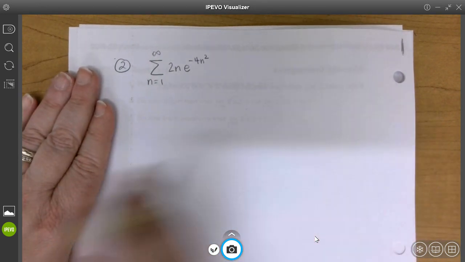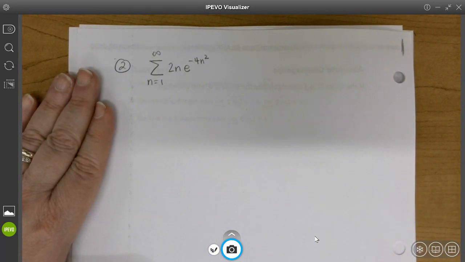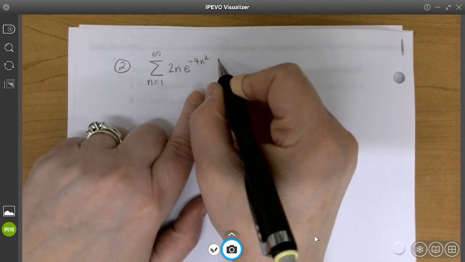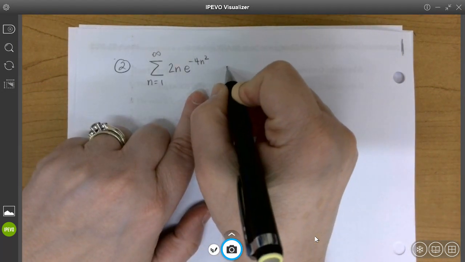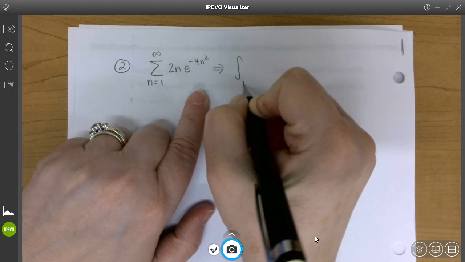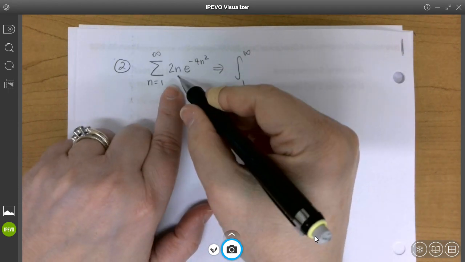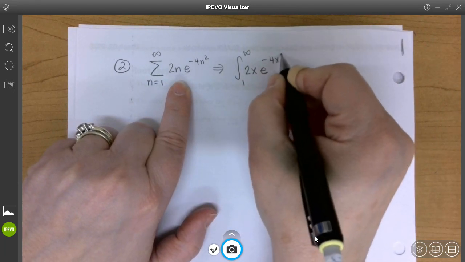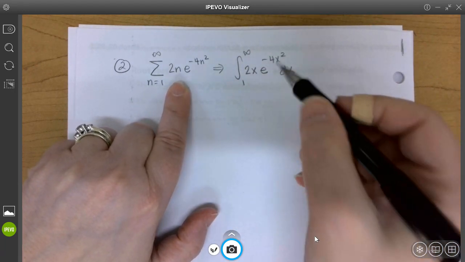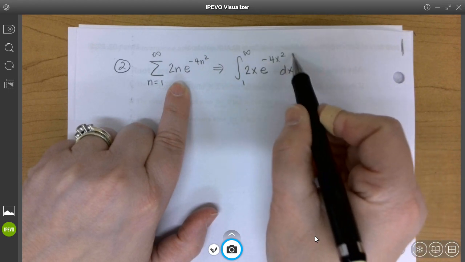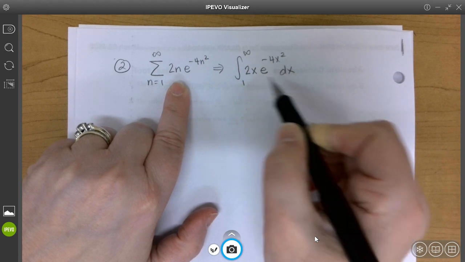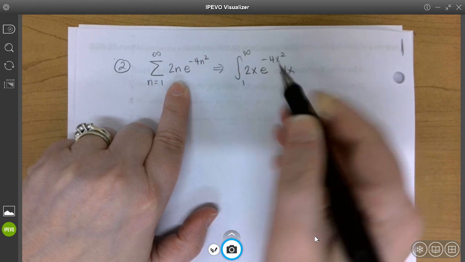And the question might be, well, how do I know I'm going to do the integral test? Well, usually I do the integral test when I see something that I can integrate. And when I look at this, the corresponding integral would be the integral from 1 to infinity of, I'm going to put an x where the n is, so this would be 2x e to the negative 4x squared dx. And then I see that if I let u equal negative 4x squared, the derivative of that is negative 8x. And I have an x dx in here, so I can integrate this.